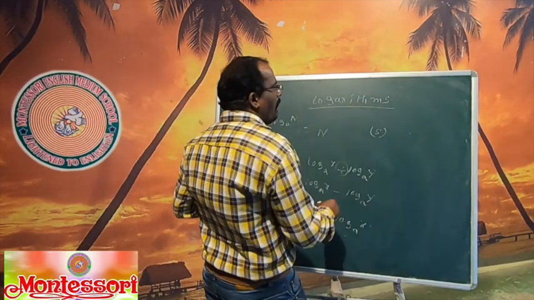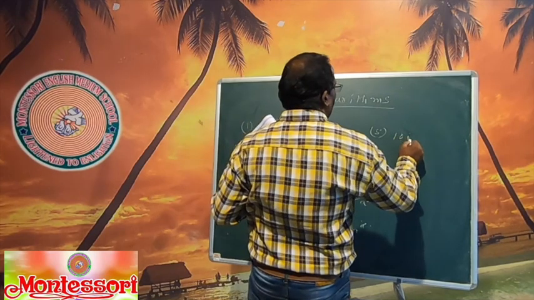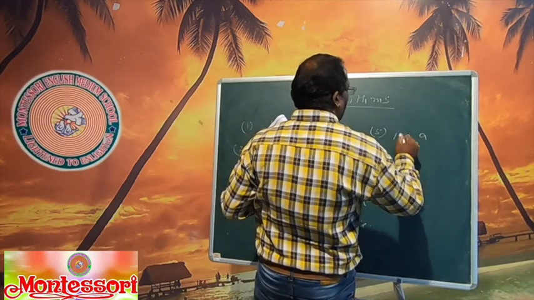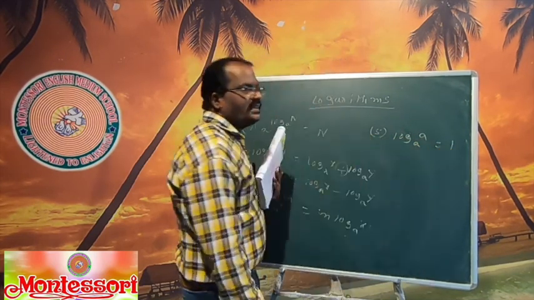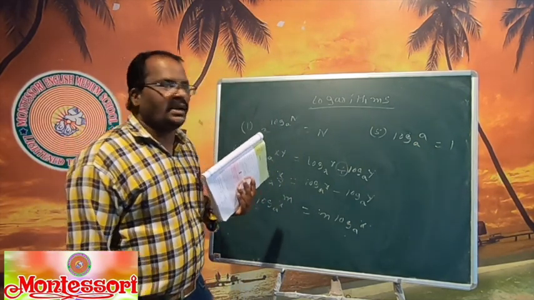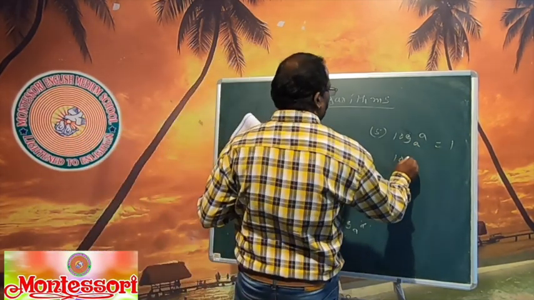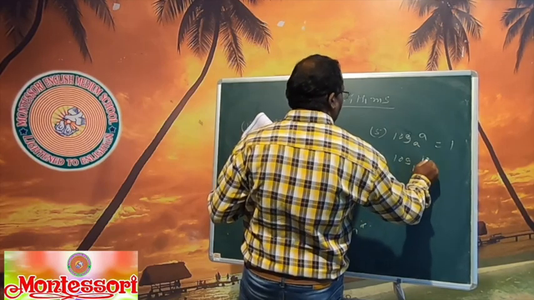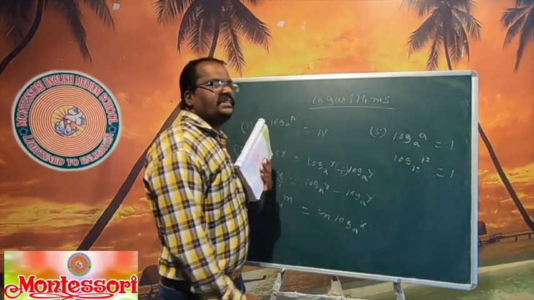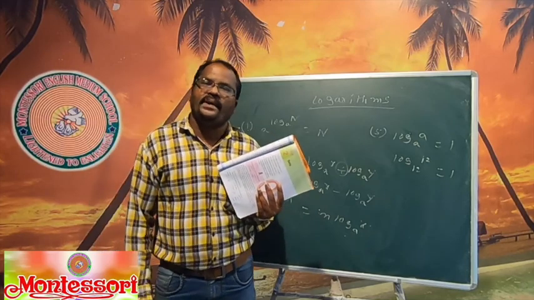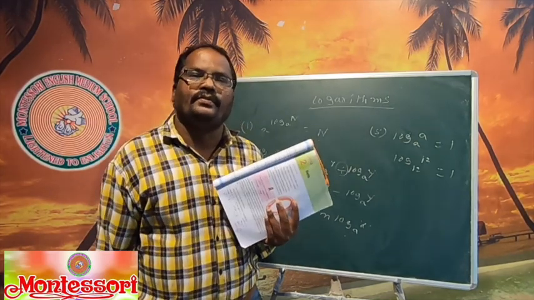For example, log of a base a. Log of a base a, the answer is always 1. Sir, give some example. Log of 12 with base and power also 12, the answer is always 1. Whenever the power and base are equal, the answer of the logarithm is always 1.